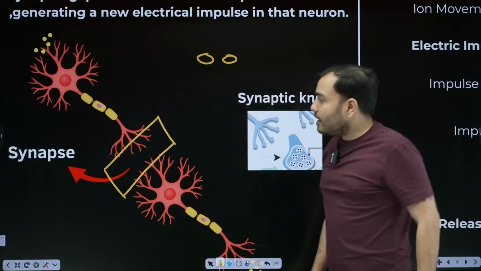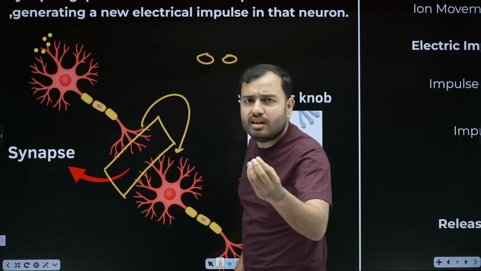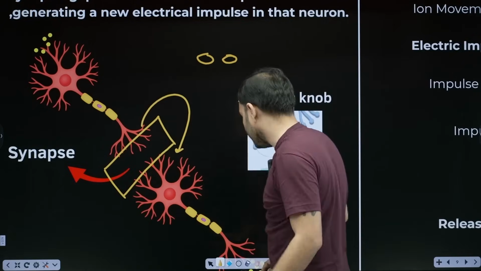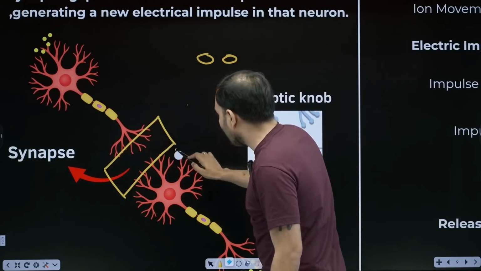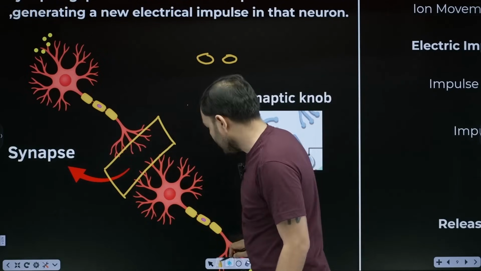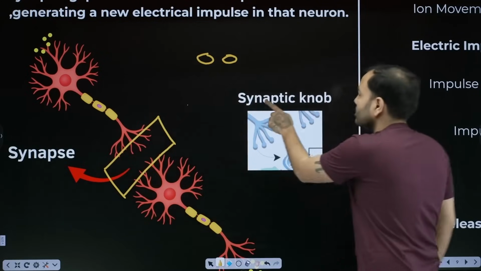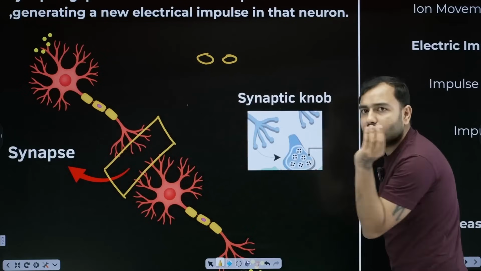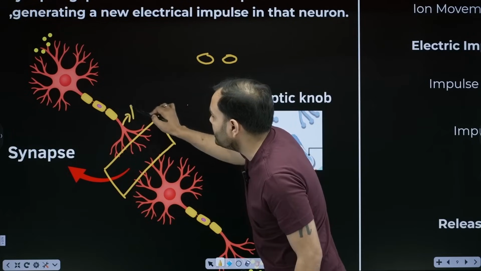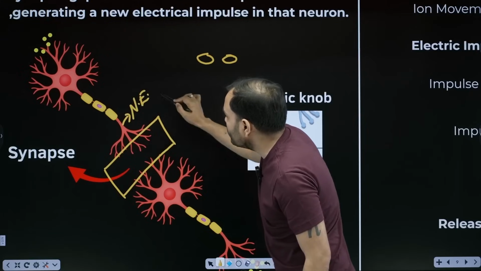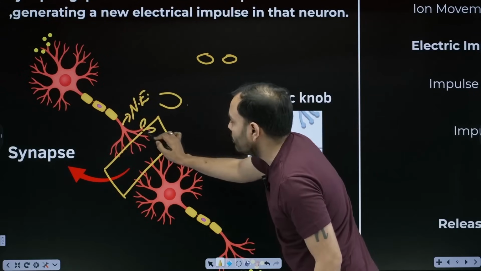Now the question is, how will the electric impulse, the signal, go from here to here? So beta, a game happens. What is the game? This ending that is visible at the last, in this a knob gets formed, the synaptic knob. These frayed parts that are visible become round in the end. This nerve ending, I'll write NE, coming to the end becomes round, something like this.